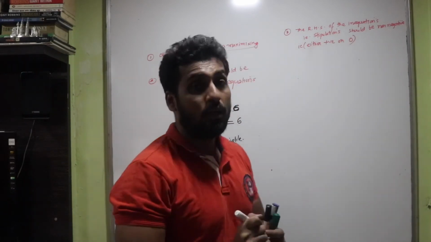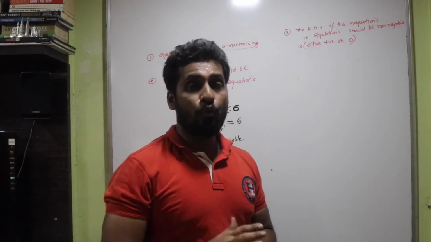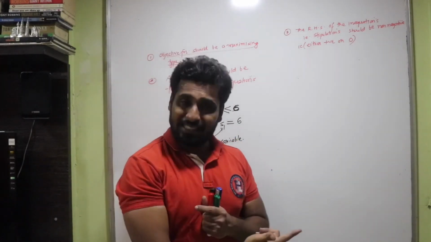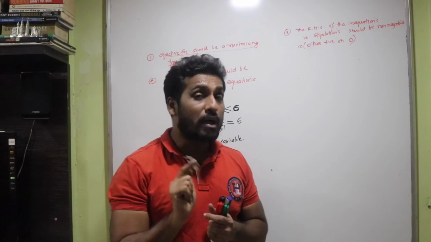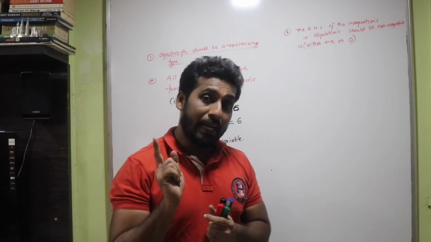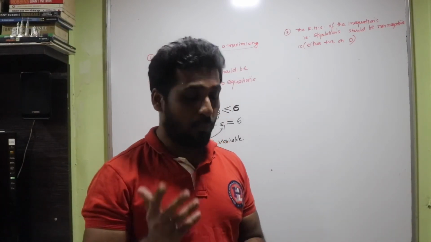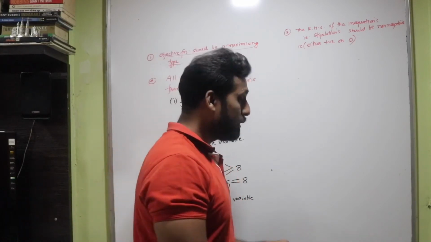So that is what the third point is. If you have an inequation whose right hand side is negative, obviously you have to transform it to a positive sign and then check whether it is a less than type or a greater than type. So I'll take two examples for this.